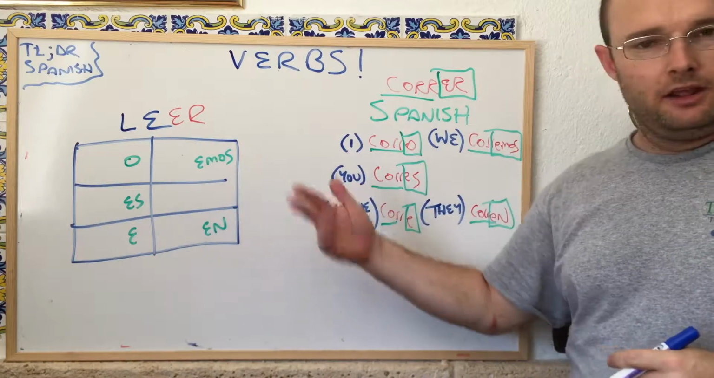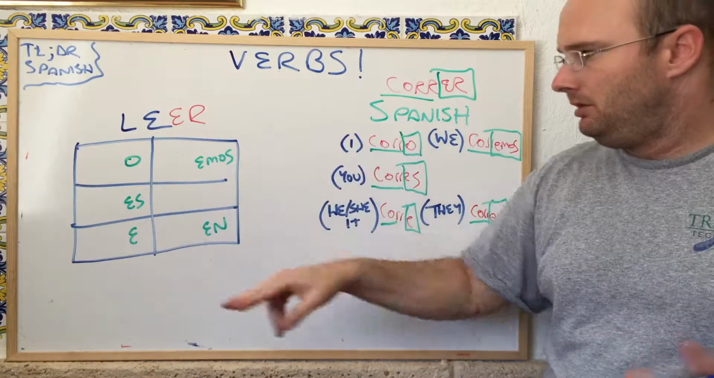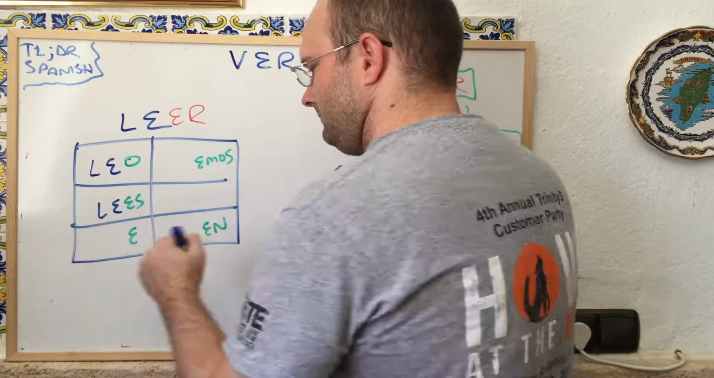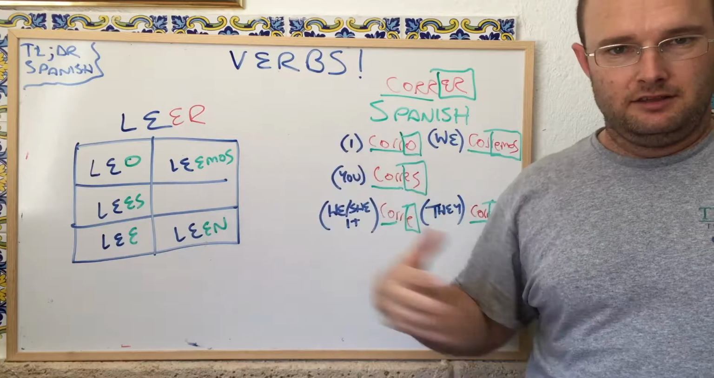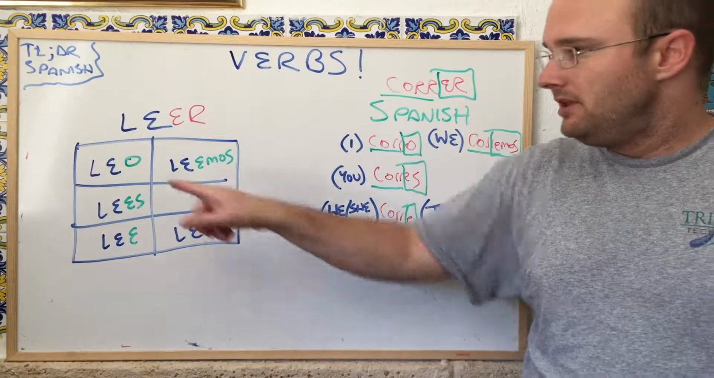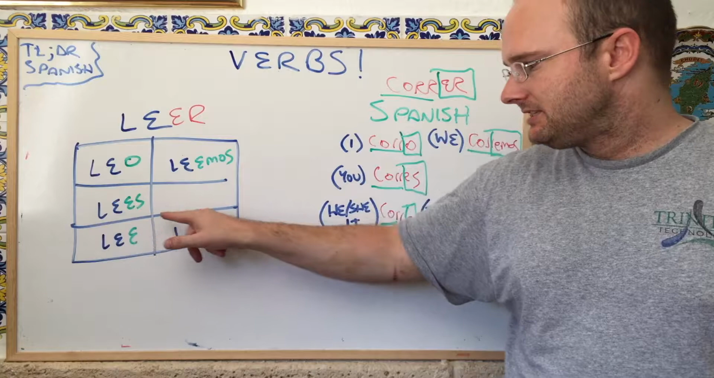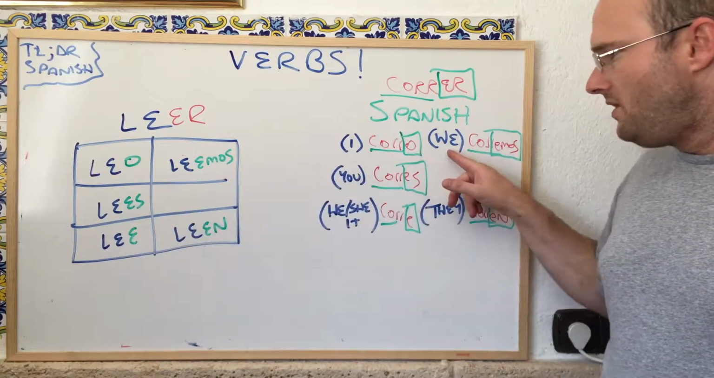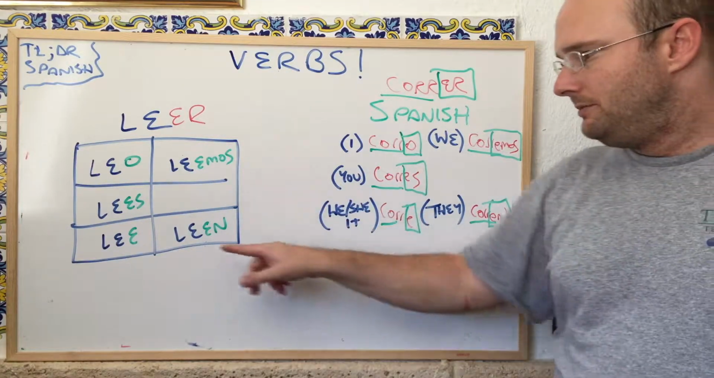So to finish conjugating the verb to read, the only thing I need to do is add that stem over and over again to the endings of the verb that we already know. So this is how you would say to read in Spanish. I read would be leo. You read would be lees. He, she, or it reads would be lee. We read would be leemos. And they read would be leen.